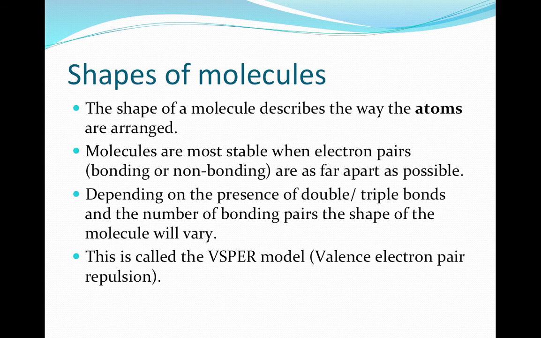Okay, they still repel. Now, a double or a triple bond obviously is going to force a big cloud into the middle between the two atoms. So it's going to force those ones to be close together. The other ones are going to get even further away from them. Okay, so the shape is going to be dependent on how many bonding pairs we've got and whether we've got single, double, or triple bonds.